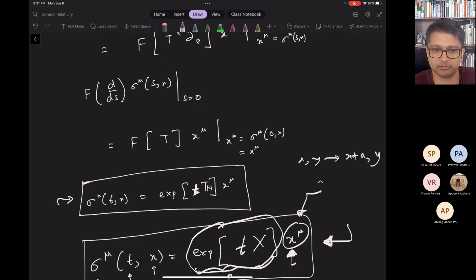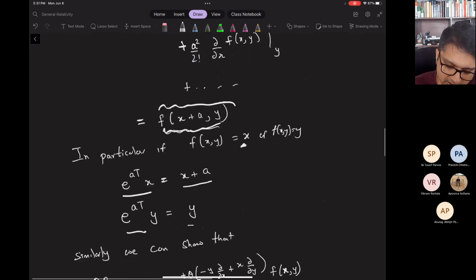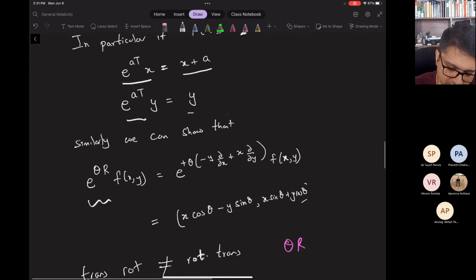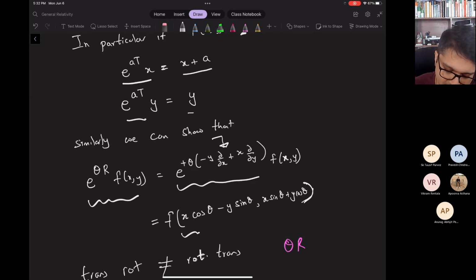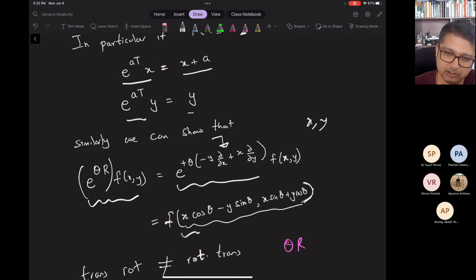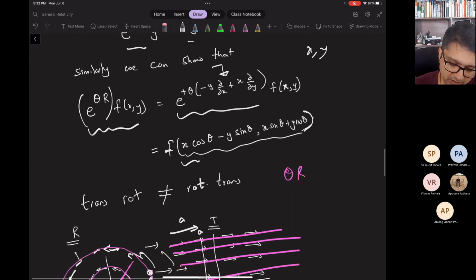Similarly, under a rotation, you can show that e to the theta r acting on f of x y basically gives you a rotation. It'll be f of x cos theta minus y sin theta, x sin theta plus y cos theta. So x y get rotated to this new coordinate. Any function of x y, when I act with this operator, gets rotated to f at the rotated coordinates.